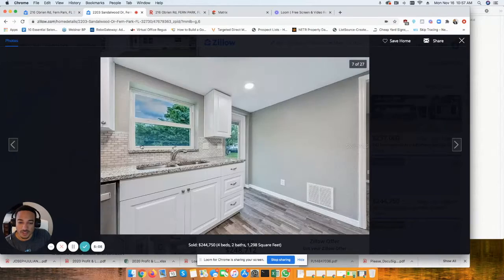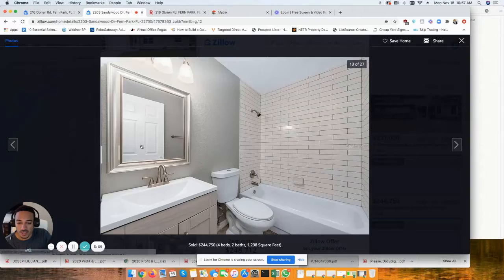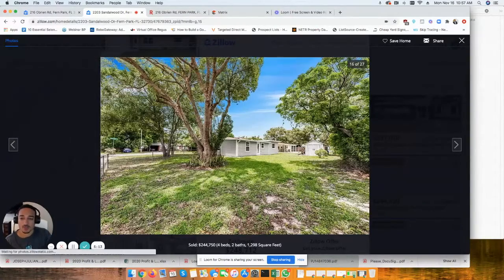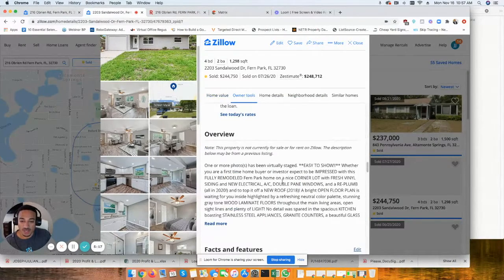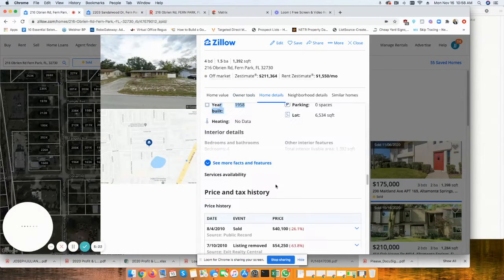Looks beautiful. They did a good job. That vinyl flooring. They kept rugs in the bedrooms. Nice bathrooms. Looks like it's wood frame, which a lot of the houses are over there. So is this house. This house looks wood frame as well.